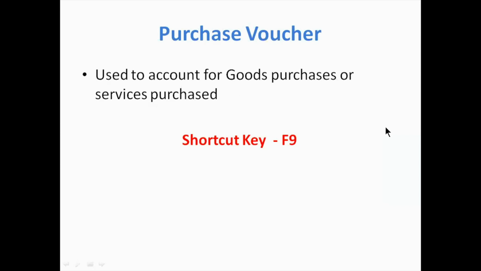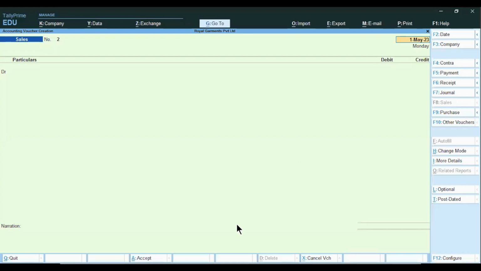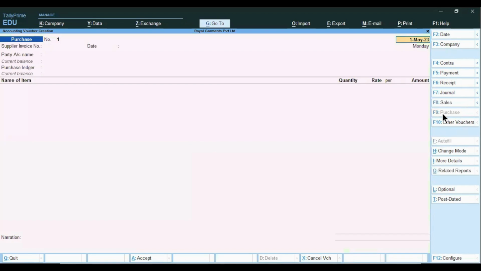Next is purchase voucher. Just like sales voucher, we can use purchase voucher for entering the transaction of purchases. When we purchase any goods or purchase the service, we can enter these things through purchase voucher, and the shortcut key is F9. So either press F9 from your keyboard, or from right hand side we have this purchase transaction, purchase voucher type. Just click on it, F9.